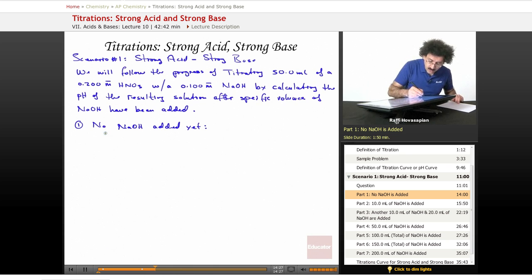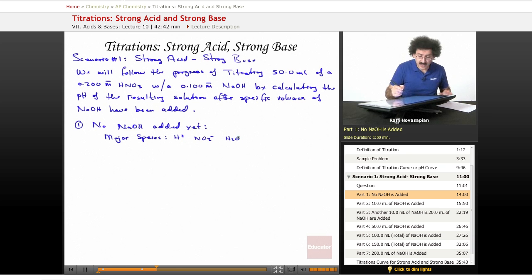So we do what we always do. Let's check what our major species are in solution. Our major species are H+, because it is a strong acid, fully dissociated, the nitrate ion, and the H2O. That's it. Water is a weak acid, the Ka is 1 times 10 to the negative 14. Strong acid, there is no Ka. It's, through the roof, a huge Ka.